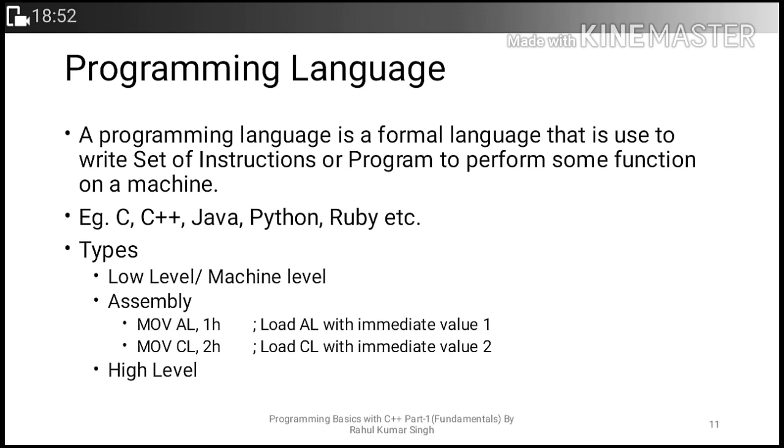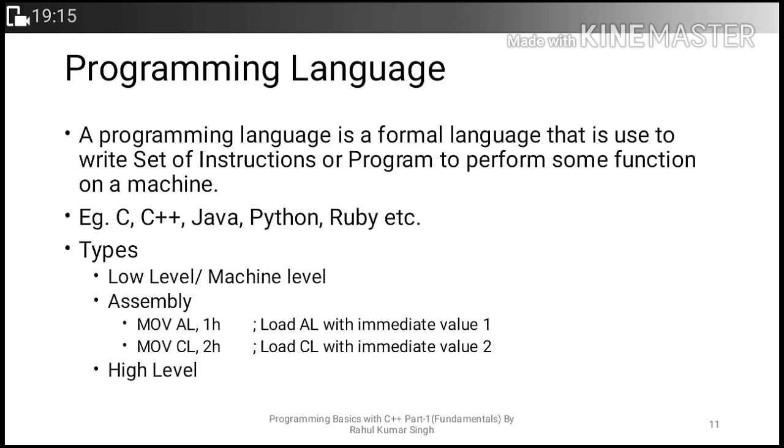In which you need to write something like mov, as shown here, mov al, 1h. It means load al with the immediate value 1. This is a simple example of assembly. In assembly, even for some addition you need to write a little longer code.